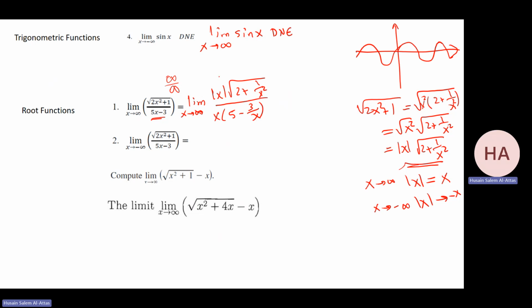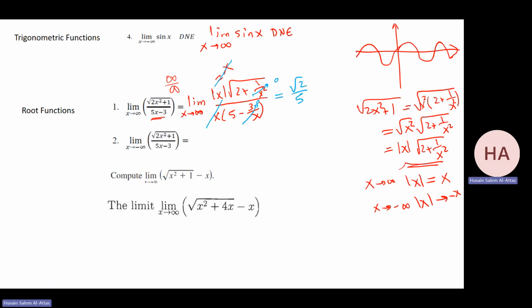Now I just continue. This will be x. So that means what? I can cancel this with this. Now I can apply the limit. If you apply the limit, this goes to 0. I have 1 over infinity, which is 0, and this also goes to 0. So I have square root of 2 over 5.